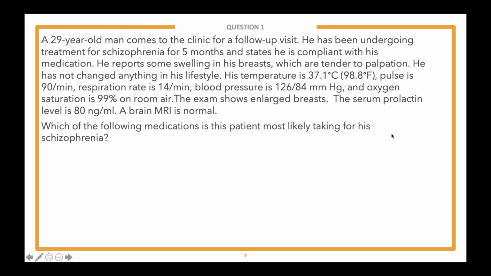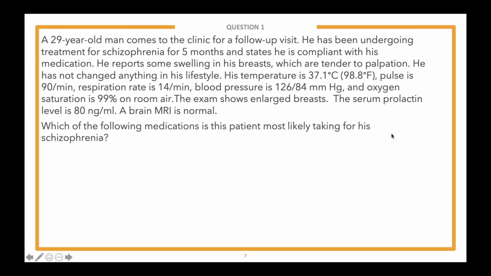Which of the following medications is this patient most likely taking for his schizophrenia? The reason why we read the lead-in first is because we want you to know what the test writer is asking so that when you read the vignette, you can pick up on all of those relevant clues without having to reread that question and waste valuable time.